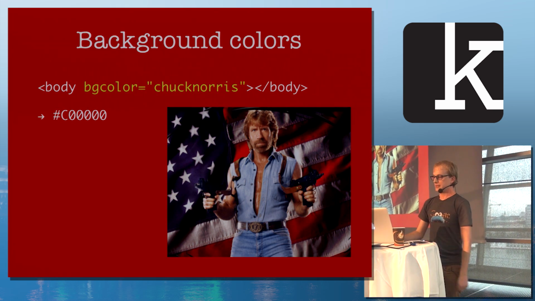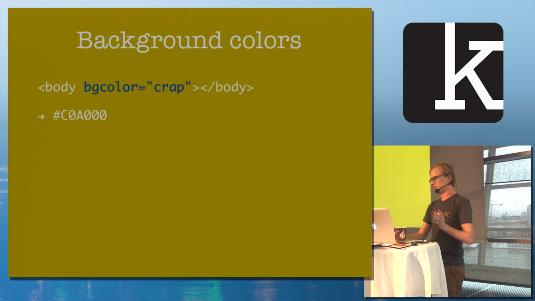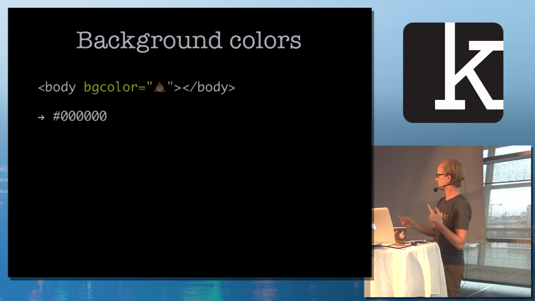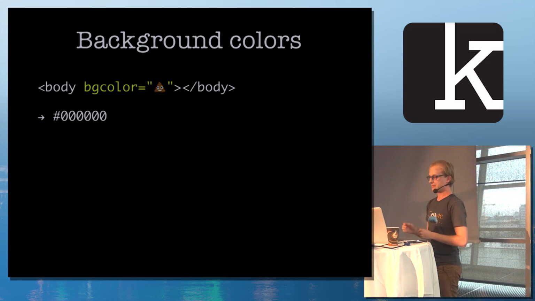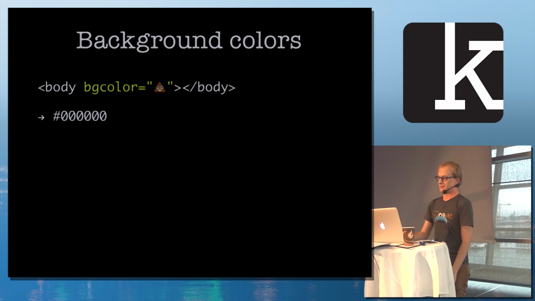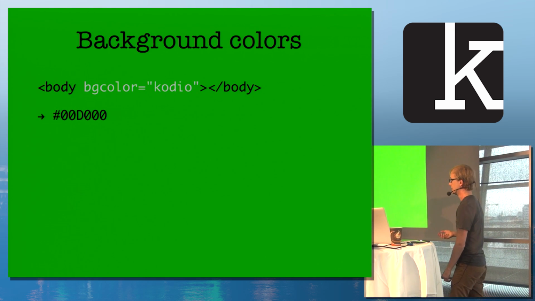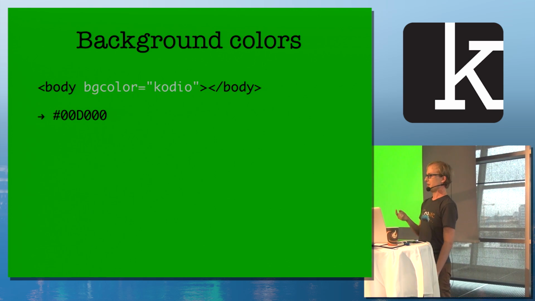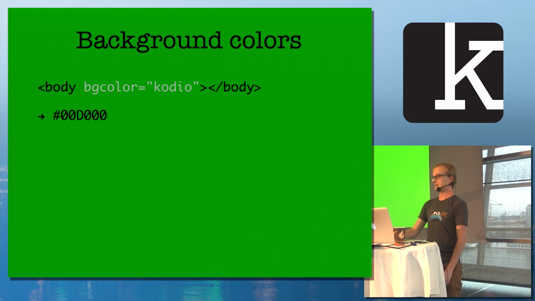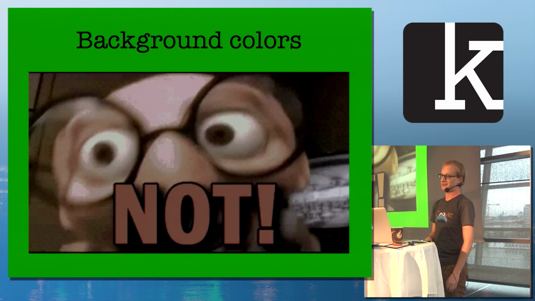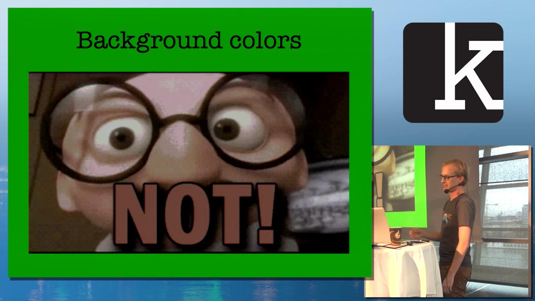I also found out that while crap is yellowish brown, an actual pile of poo is actually black in HTML, which is weird. I also tried the value code.io, the name of this conference, and I found out that the color is actually green, which matches the t-shirts that the staff are wearing. Yeah, I thought so. See, they did it on purpose.